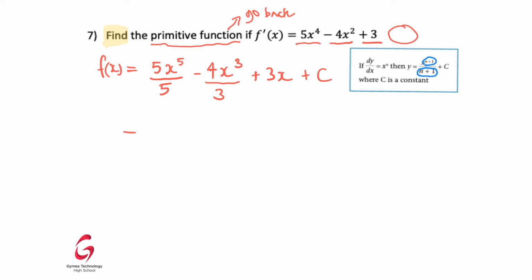So now just to tidy things up a bit, this 5 and 5 cancel out, so we're left with x to the power of 5 minus 4x to the power of 3 on 3, that doesn't do anything for us, plus 3x plus c. And we've found the original or primitive function.